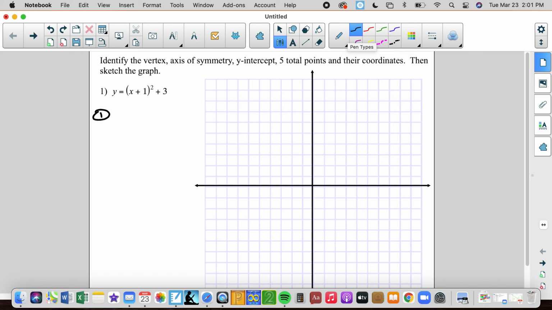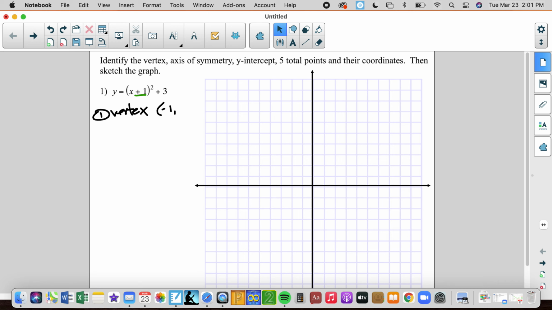We're going to find the vertex, and since it's in vertex form, we know it is going to be the opposite of whatever is being added or subtracted to the variable x. So we see positive 1. We know that the x value for the vertex is going to be negative 1. And then we know that the y value is whatever is being added or subtracted outside the parentheses. So I have a vertex of negative 1, positive 3.